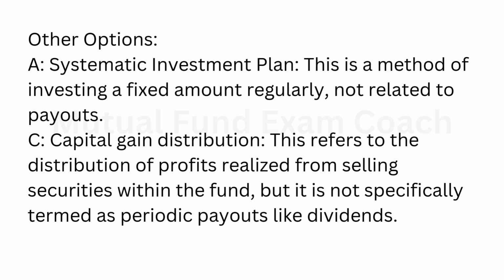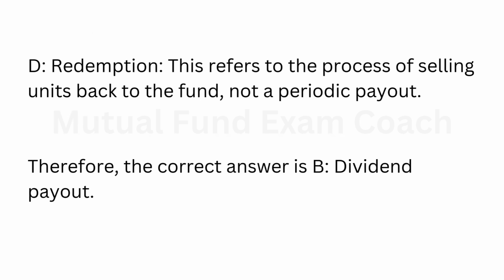Other options. A. Systematic investment plan. This is a method of investing a fixed amount regularly, not related to payouts. C. Capital gain distribution. This refers to the distribution of profits realized from selling securities within the fund, but it is not specifically termed as periodic payouts like dividends. D. Redemption. This refers to the process of selling units back to the fund, not a periodic payout. Therefore, the correct answer is B.